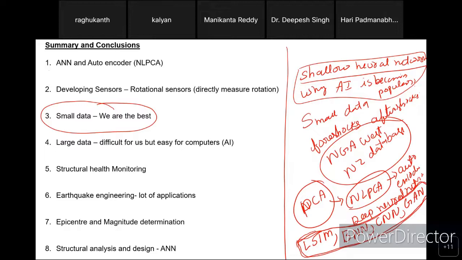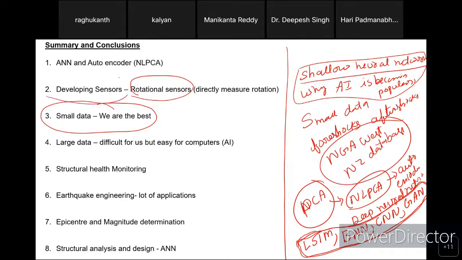Now other things I have also told you. Nowadays, as I already told you, rotational sensors are coming into the picture. In the morning lecture, I showed you some sensors costing 200 or 300 rupees. You can directly measure the rotation itself. So how do we handle this? We have no idea in PCA or even in our neural networks. You are getting extra information, displacement and also rotation. How do we handle this?